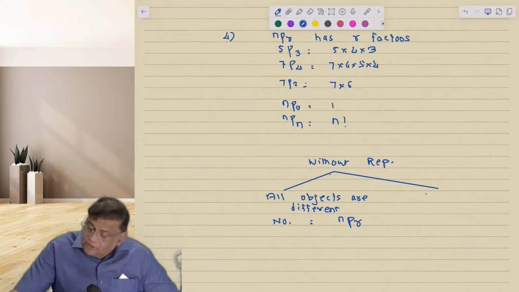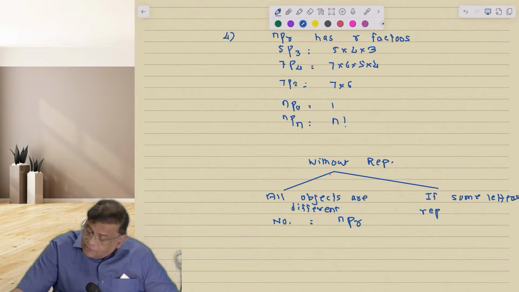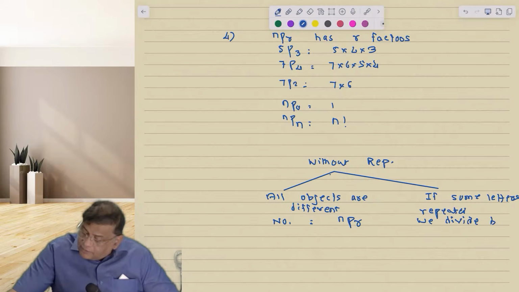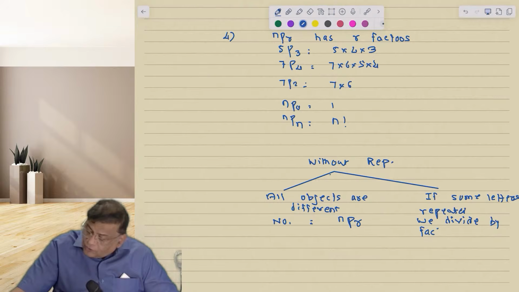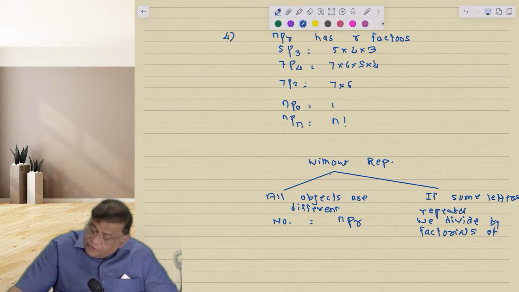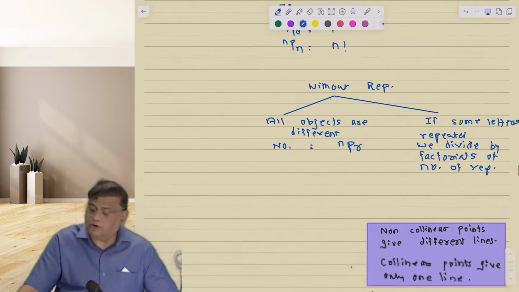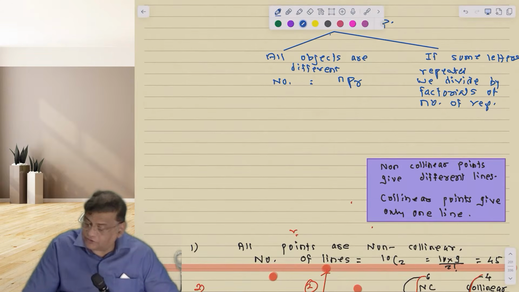But if some objects are repeated, for that matter suppose some letters are repeated, then we divide by factorials of the number of repetitions.